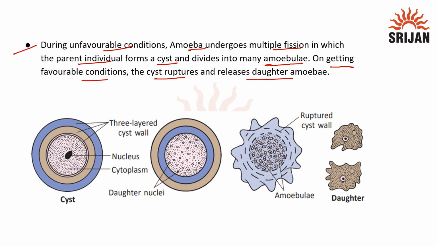Here we have the cyst. We can observe the stuff covering which is called as cyst, inside which we can see many daughter nuclei and small amoebulae are forming here. Next, when the condition would become favorable, the cyst is going to rupture, releasing the daughter amoebae.